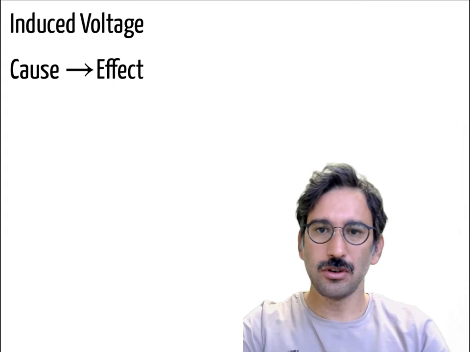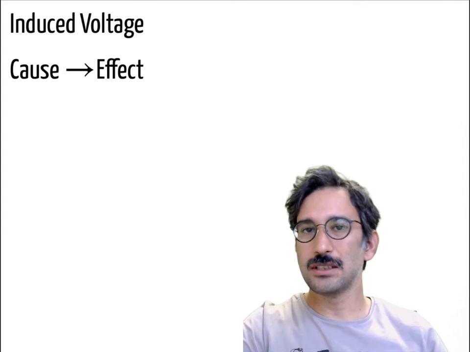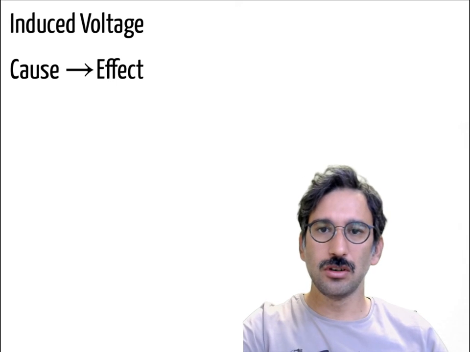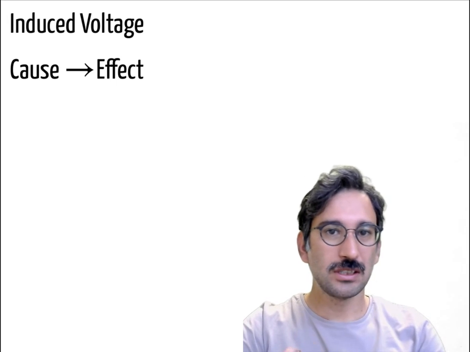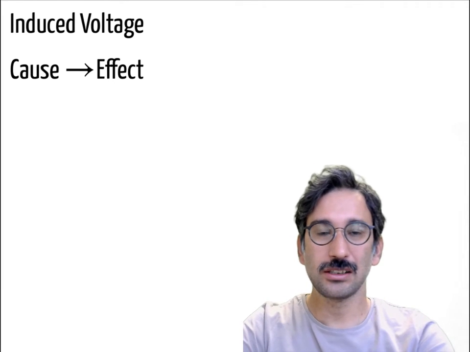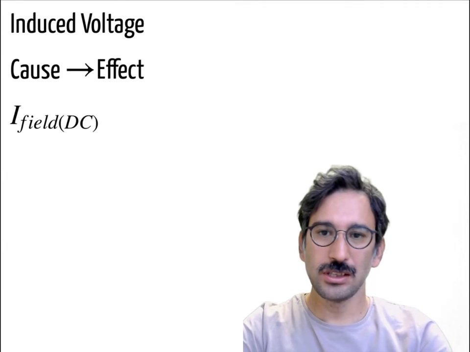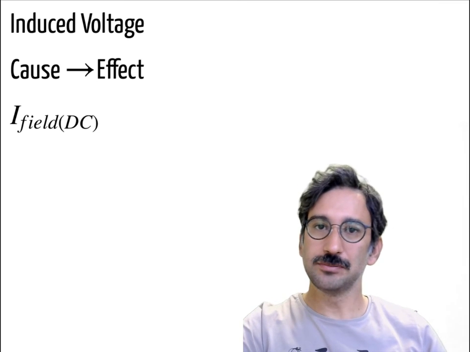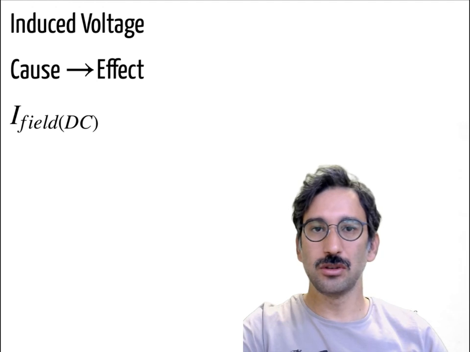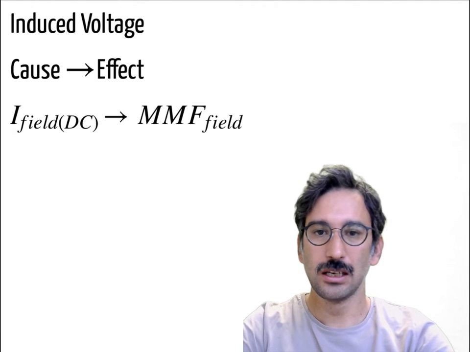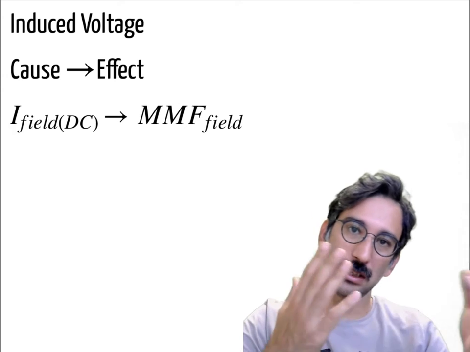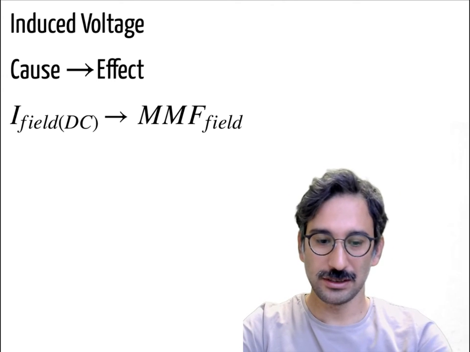Okay, so first let's discuss how things get built up in a synchronous machine. We have some causes, and they create some voltages and currents. So there's a cause and effect relationship. Everything starts with the field current. We apply some DC current to the rotor while it is rotating. It creates an MMF, magnetomotive force, in the air gap and in the stator windings as well.